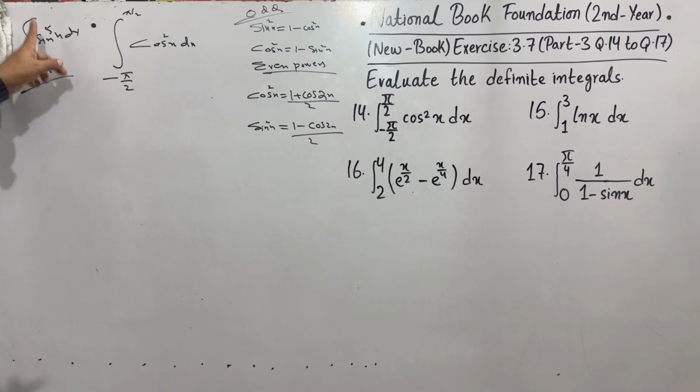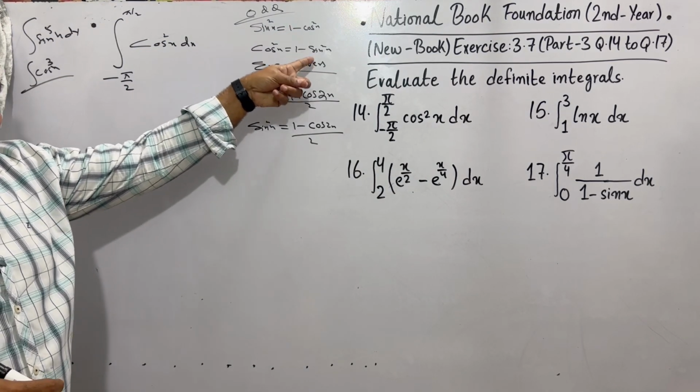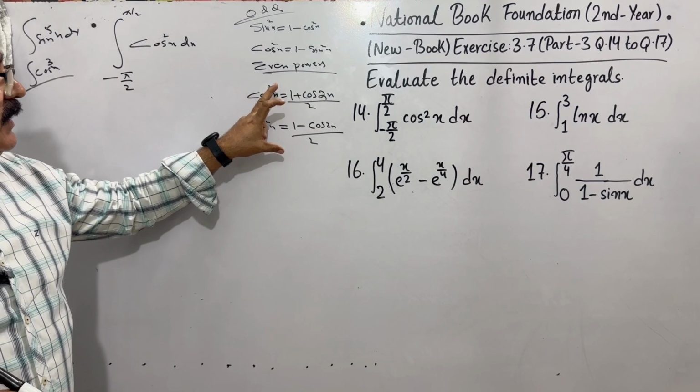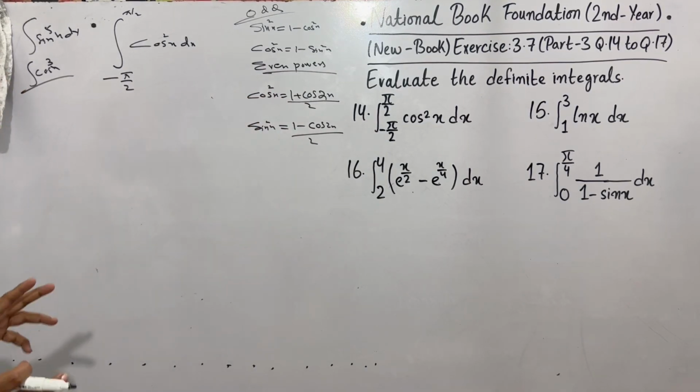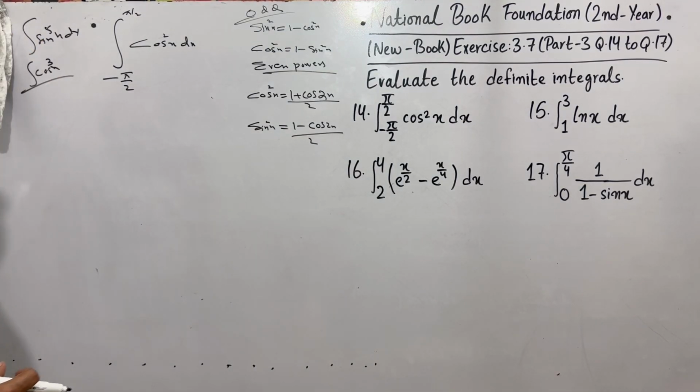At the outset, if powers are odd, refer to these identities. They are helpful for you. If the power is even, that is the strategy. Only sine and cos have different strategies for even and odd powers. The rest of the functions have a single strategy.